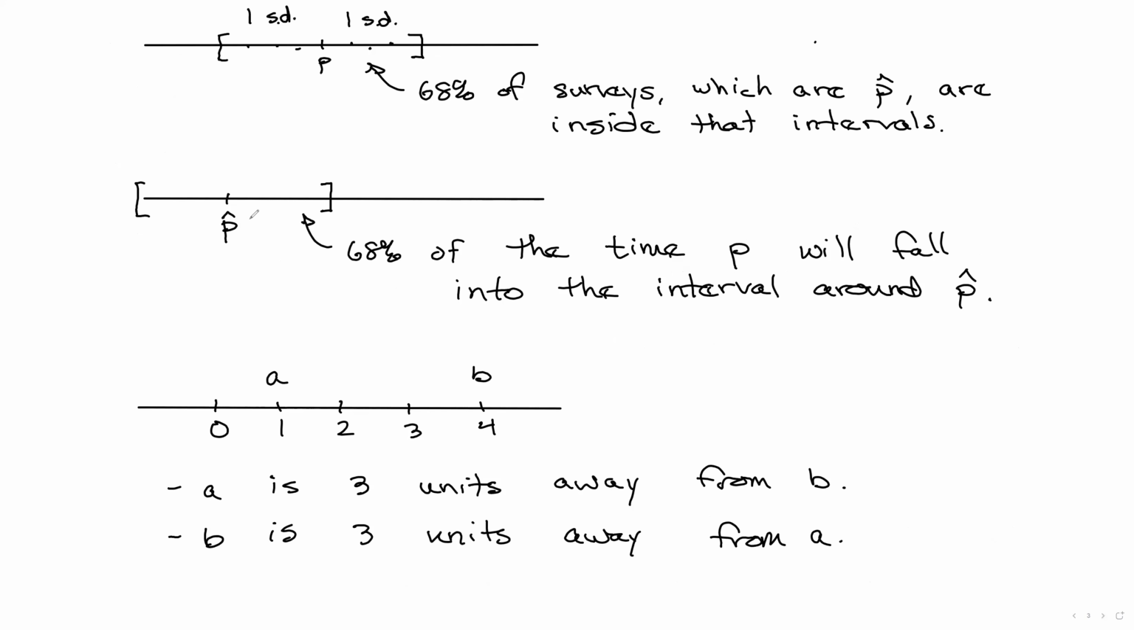All right. And what that interval is going to be, so now we're talking about this picture here. We're going to start with P hat and then subtract one standard deviation to get this amount here. That's going to form a boundary on one side. And we're going to add one standard deviation here. That's going to give us another boundary on this side. And then we're saying that P is going to be in there 68% of the time.